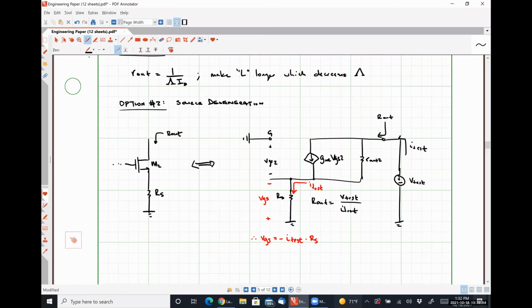It doesn't. So let me use my hands to make it dumb. All right, so we have I test flowing into this node. It's going to split. Some of it's going to flow to the left, some of it's going to flow down. And then it's going to recombine at this node.